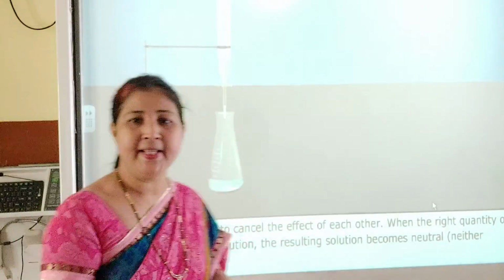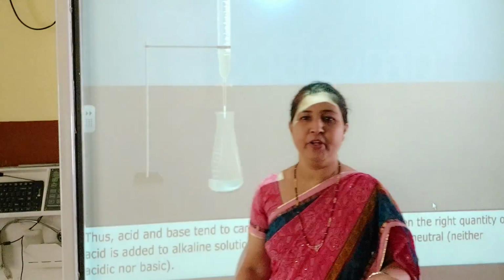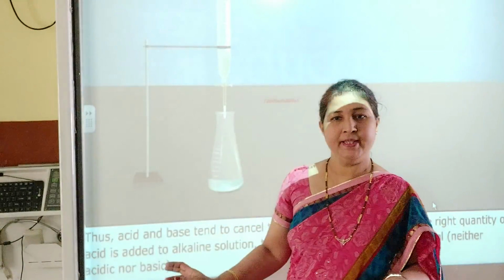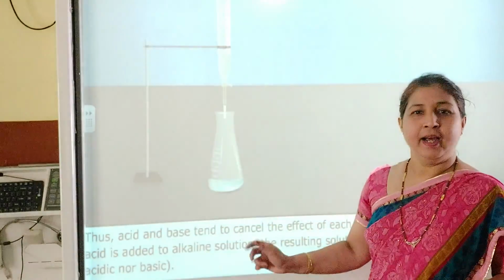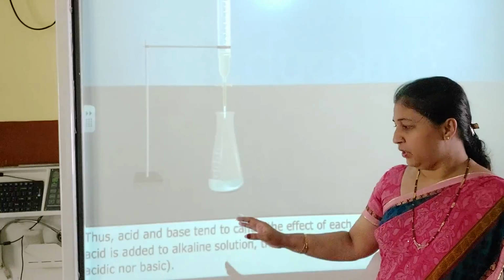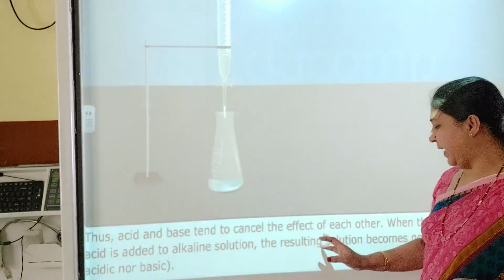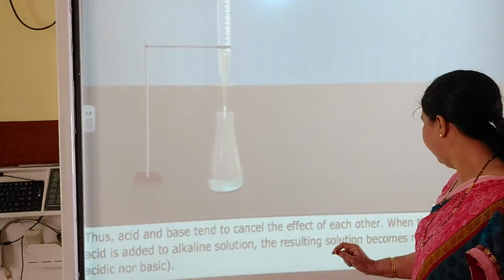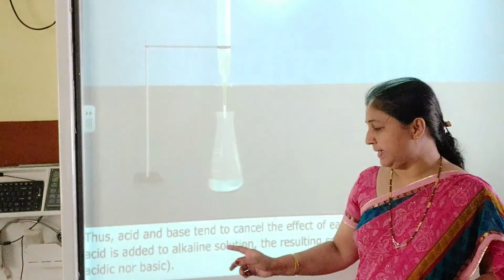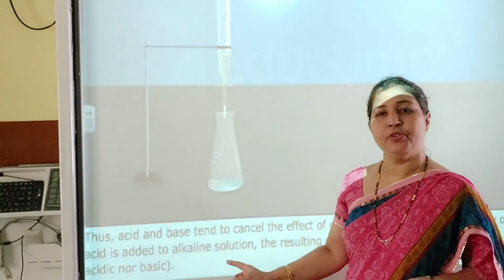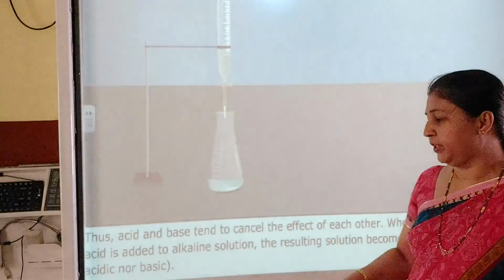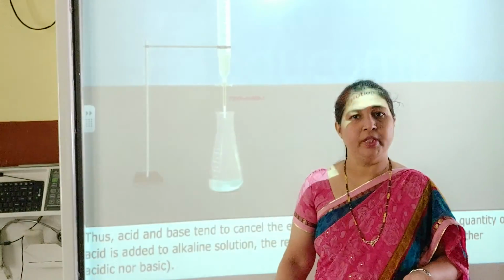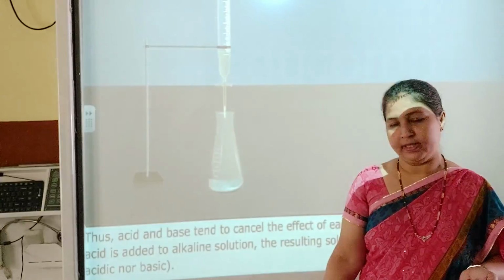So what we have seen in this experiment is that when you add a base, the color changes. Again when you add the acid, the color disappears. Thus acid and base tend to cancel the effect of each other. When the right quantity of acid is added to the alkaline solution, that is, to the base, the resulting solution becomes neutral, meaning it is neither an acid nor a base.